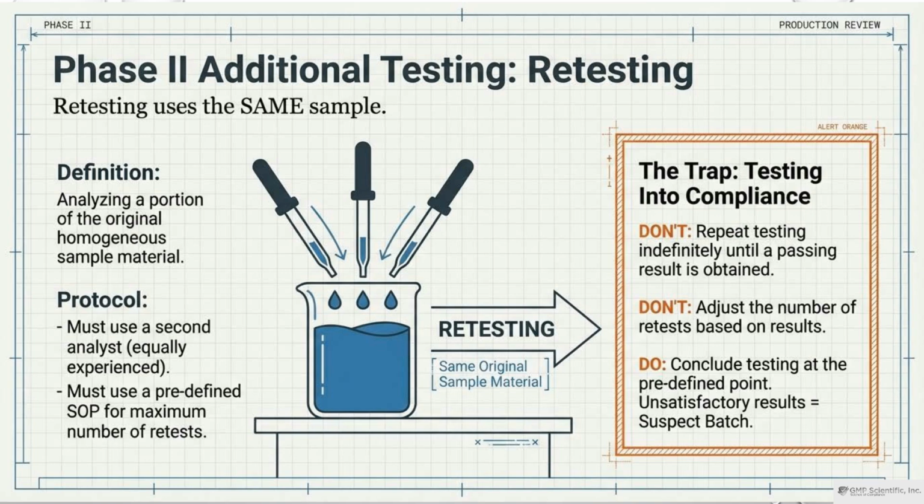Retesting analyzes additional portions of the same original sample. It must follow a predefined SOP for the maximum number of tests. Do not repeat testing indefinitely until a passing result is obtained, which is known as testing into compliance. Unsatisfactory retest results indicate a suspect batch.